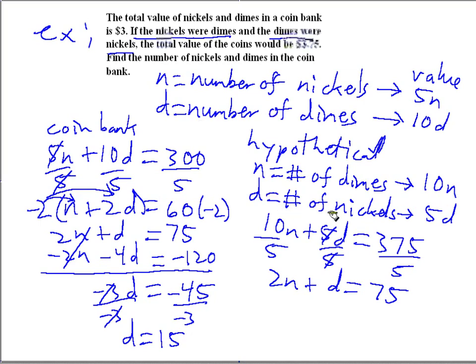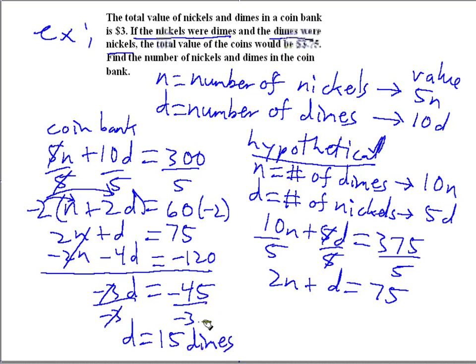Those things are down here, right? It says find the number of nickels and dimes in the coin bank. This is the actual number in the coin bank. This is the hypothetical situation. So don't get confused here. 15 dimes is what we actually have here. All right, so 15 dimes.